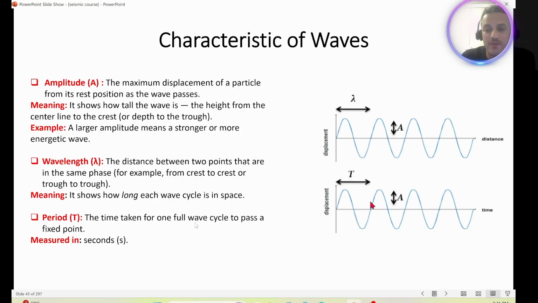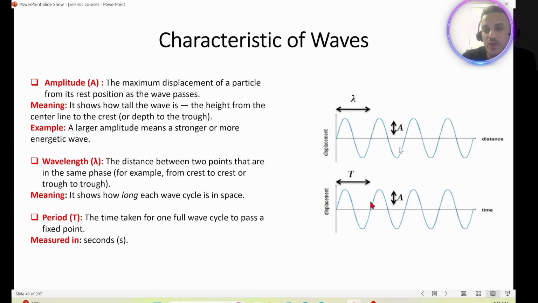We also have the period. The period is the time taken for one full cycle to pass a fixed point. For a fixed point, we have the seismometer on the surface, and it will record how much time it takes for one full cycle to pass. These are the three most important characteristics of waves.